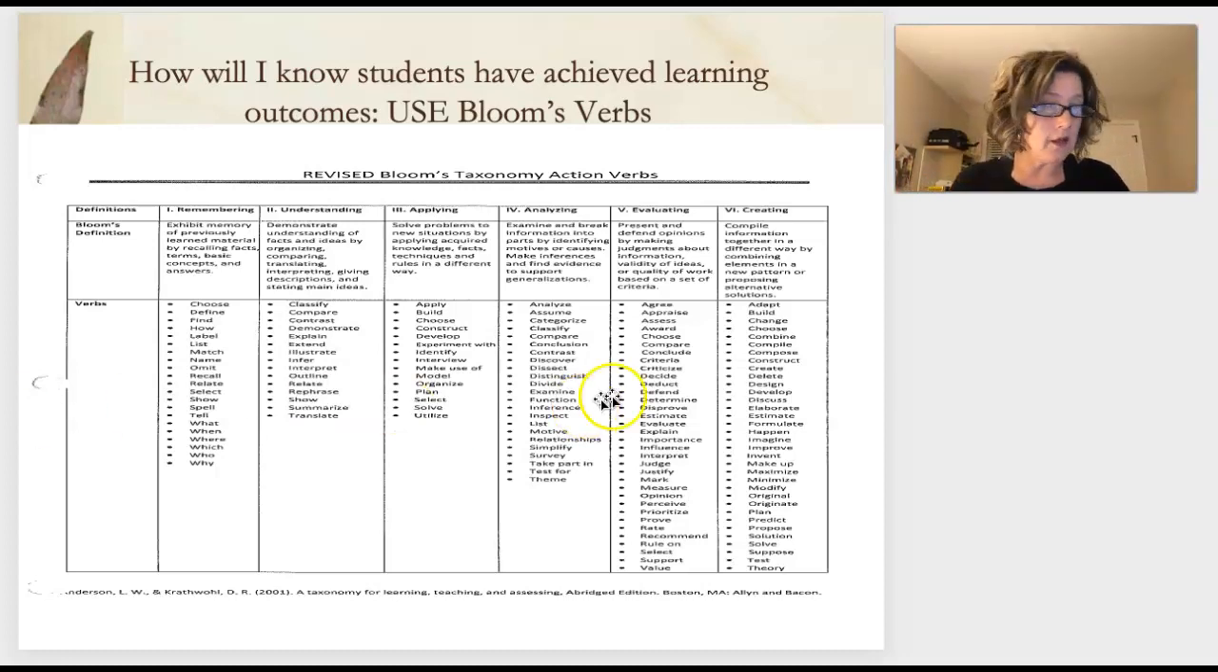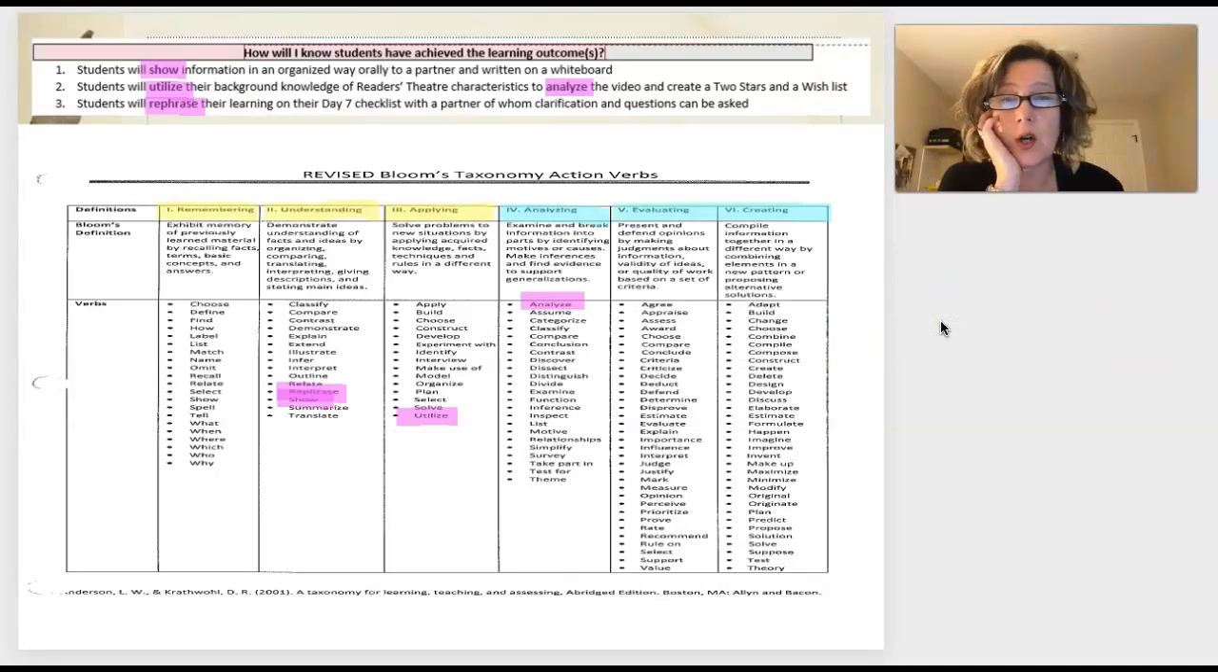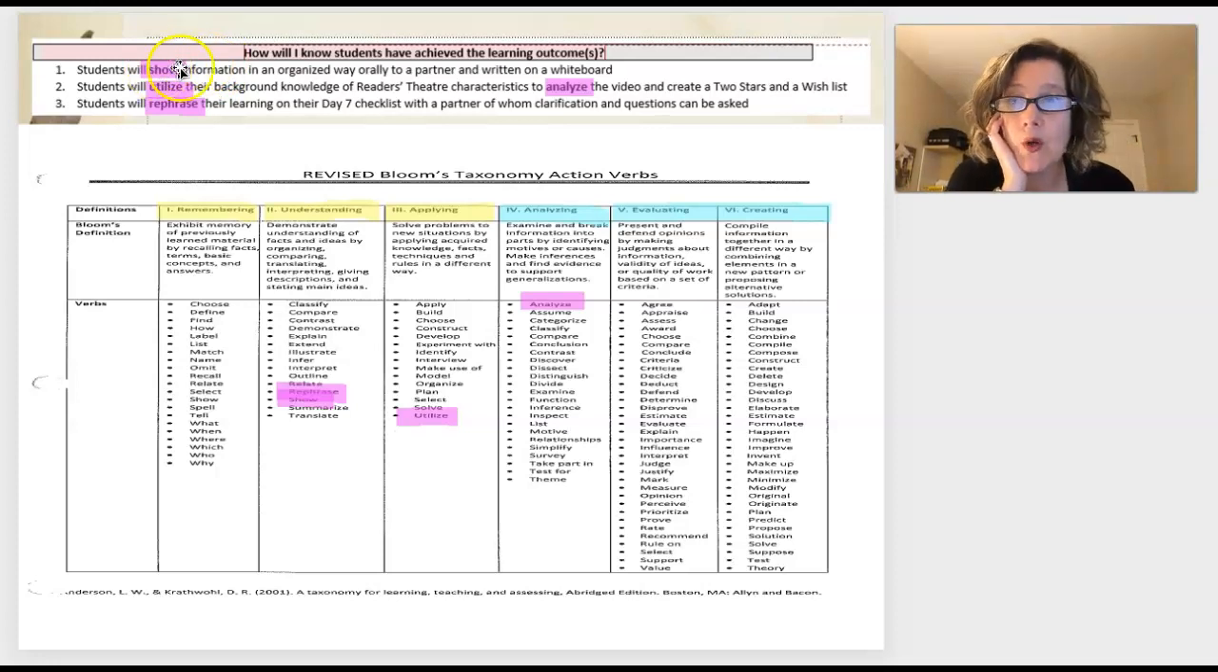Okay, so I'm just going to go here, make sure I didn't forget anything. This is what it actually looks like on your lesson plan. And again, I'm going to show you how this fits in, but I want you to really focus on this particular part. So in your lesson plan template, you will have a section that says, how will I know students have achieved the learning outcomes? And you will put in Bloom's verbs here. Okay, so I've coordinated them.